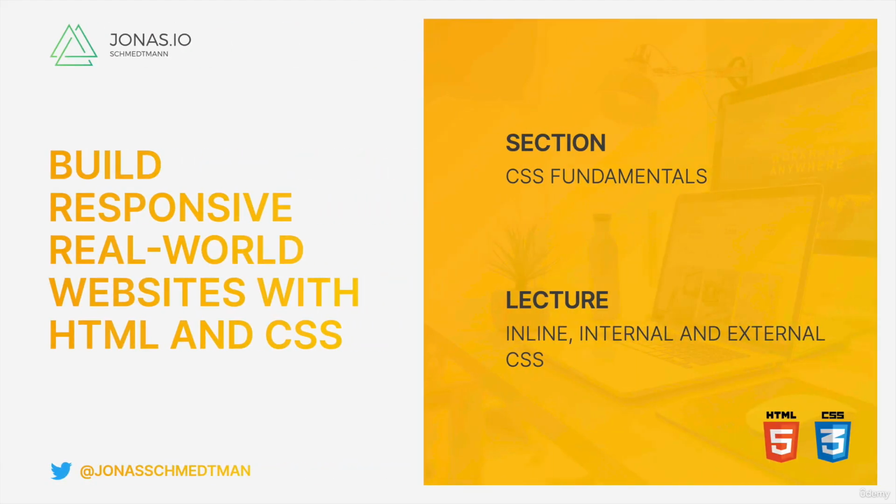There are three places where we can write CSS, and we call them inline CSS, internal CSS, and external CSS. And so let's now learn about these three different types of CSS and also which one is the best.